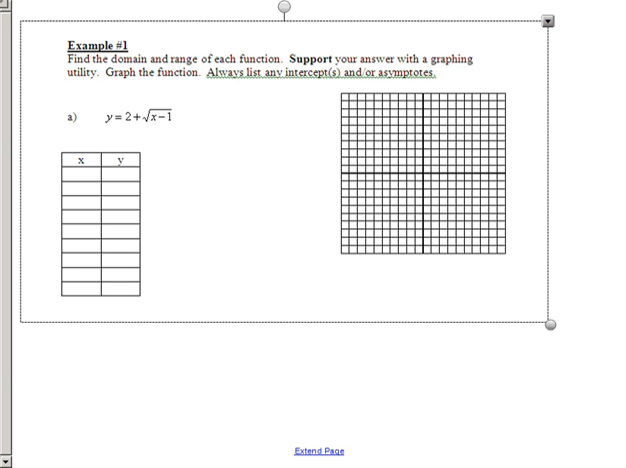But here we're going to talk about domain and range of each function. You can support it with a graphing utility. That means you can use your graphing calculator. I'm not going to do that on here when I'm doing the notes, but you certainly can do that, and I will talk about it in class. We want to graph the function. We're always going to list the intercepts and any asymptotes that the function might have. We always want to make sure that we label things correctly, so intercepts should always be given as coordinate points. If you don't, you will lose points on the test, okay?